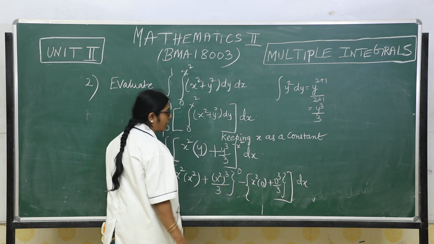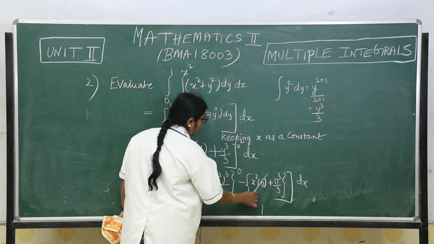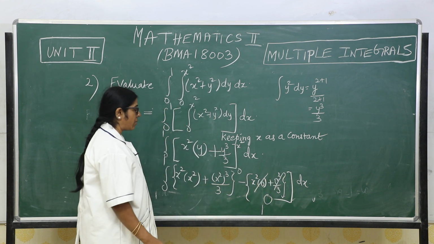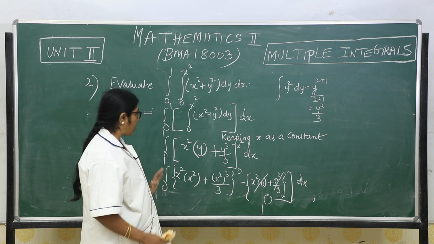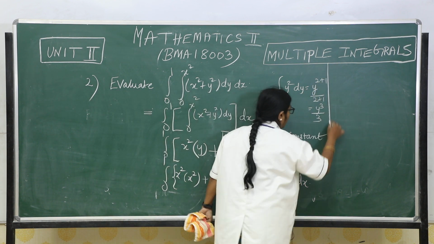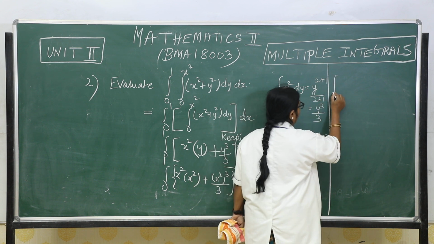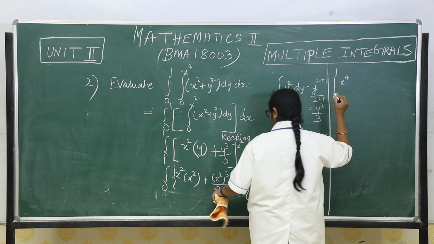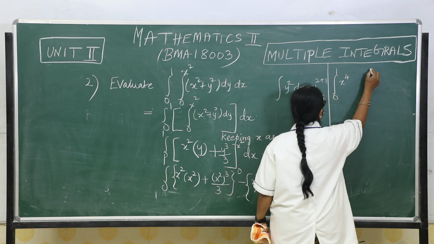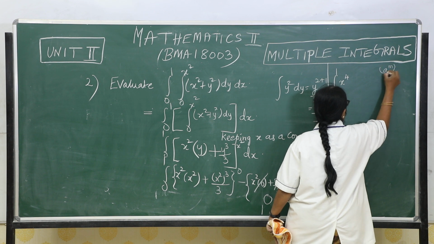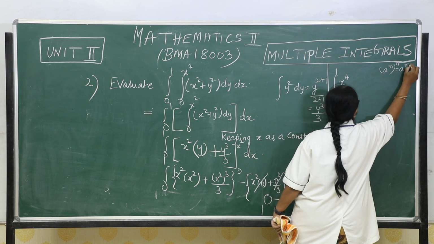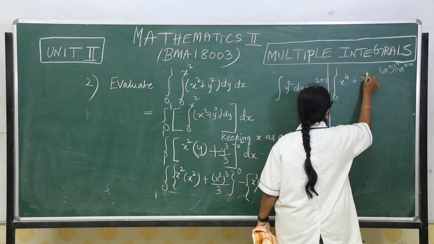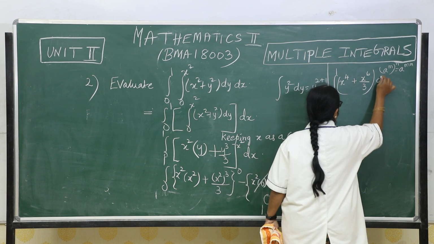Of course, you all know that x squared multiplied by 0 is 0, and 0 cube by 3 is also 0. So both the values become 0 for the lower limit, and we are left with only the upper limit. Coming to the final answer, integral 0 to 1, x squared into x squared is x power 4, plus x squared the whole cube. A to the power m the whole power n is a to the power mn, that is the law of exponents. So x power 6 divided by 3, dx.